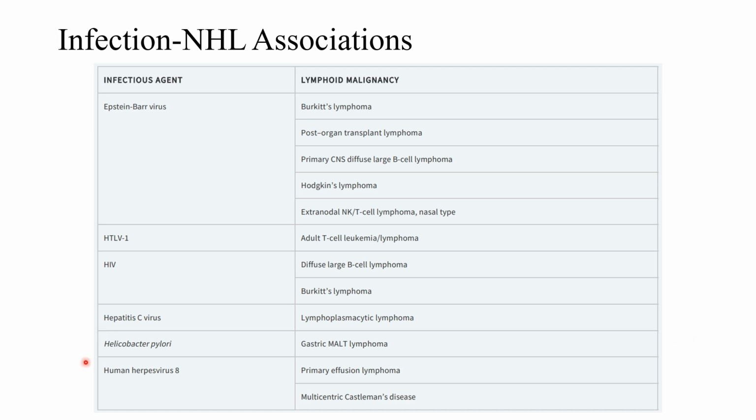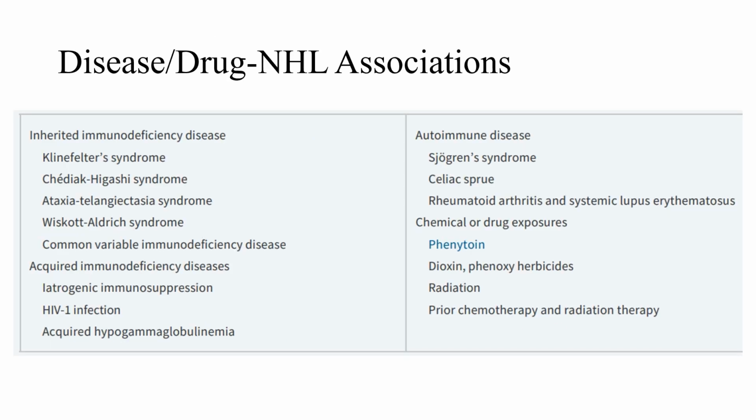And then another one that's high yield here is H. pylori. That's very linked with gastric MALT lymphoma. So keep that in mind. There are also some diseases and drugs associated with non-Hodgkin's.